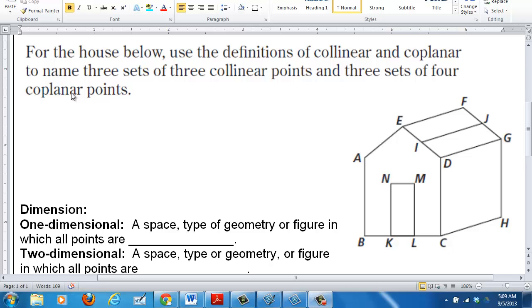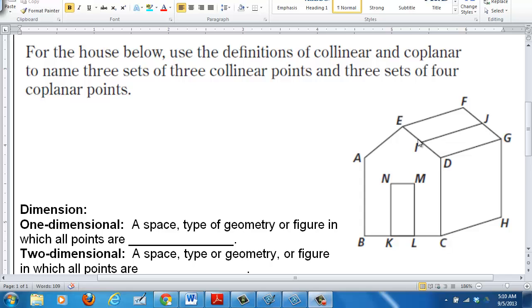This front face where the door is, is a plane. This part of the roof here is a plane. This side wall is a plane, etc. So any face of the house lies in the same plane. And if you think about the figure, the edges would be line segments. Therefore, points on the edges are going to lie on the same line.